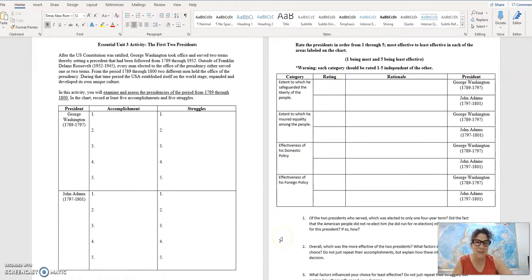Events in history, and even the effectiveness of leaders. So I want you to rate them in these four different categories. To what extent did each of them safeguard the liberty of the people? To what extent did each ensure equality among the people? Rate them on the effectiveness of their domestic policy and the effectiveness of their foreign policy. The ratings are between 1 and 5, 1 being most effective and 5 being least effective.